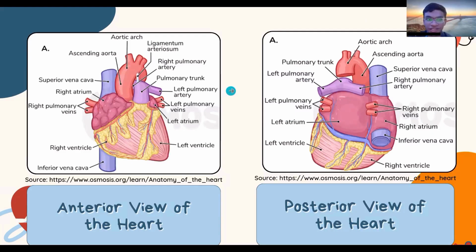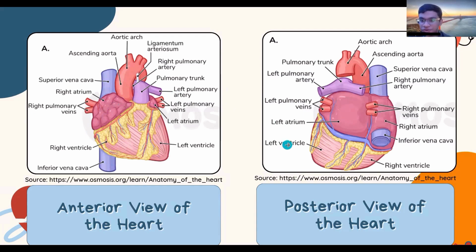Now let's look at the anterior view of the heart. So here we have the superior vena cava, then we have the right atrium, the right ventricle here, and left ventricle, and also the left atrium. And we have the inferior vena cava at the bottom and superior vena cava at the top. And we have the aorta here and the pulmonary trunk here.